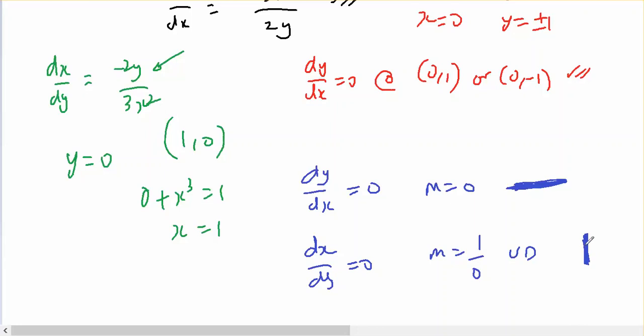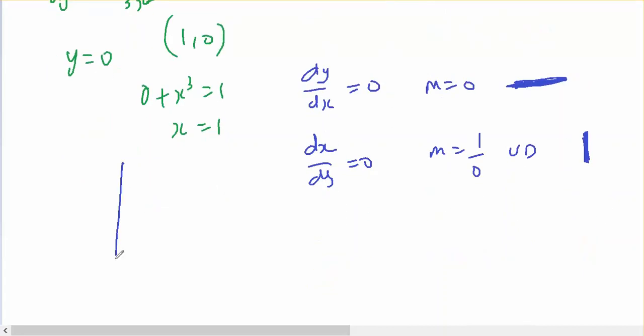So if the function exists, that is, it's not a division by 0, I'm going to have a vertical line in that situation. So what have I got so far? I know that at these 2 points, the gradient is 0. And at this point here, the gradient is infinity or undefined. And they're the only two stationary points.